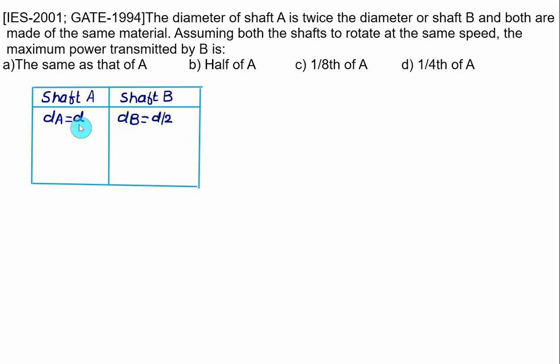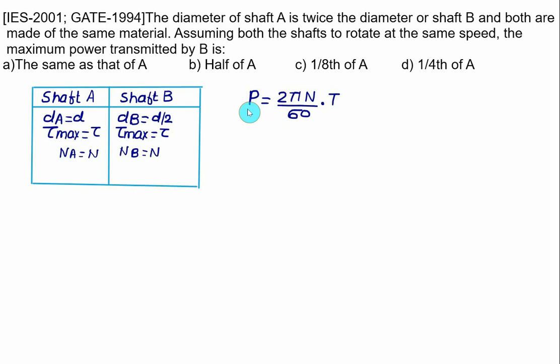So it is almost 2 times. Both are made of the same material, so the value of tau max will be equal to tau. In this case also we have tau max equal to tau. Assuming both shafts rotate at the same speed, we have N_A equal to N, then N_B is also equal to N. As far as power is considered, power is given as 2 pi N divided by 60 multiplied by T. So N remains the same, so power is proportional to torque.